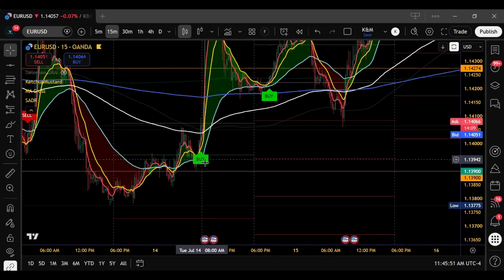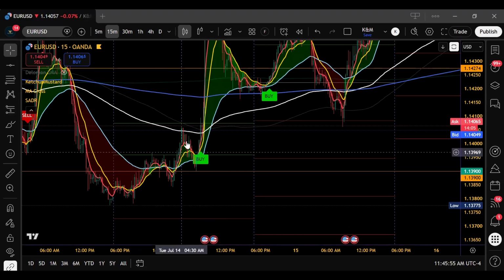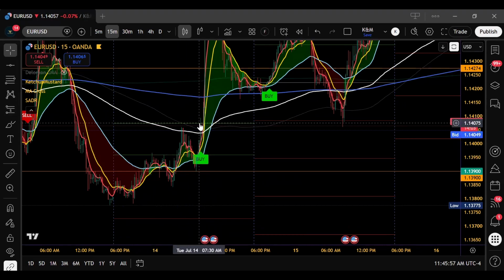So here, for example, the scanner gave off a buy. It was right at this one. We would have went to the very next ADR right here as our first TP based off the ADR alone.